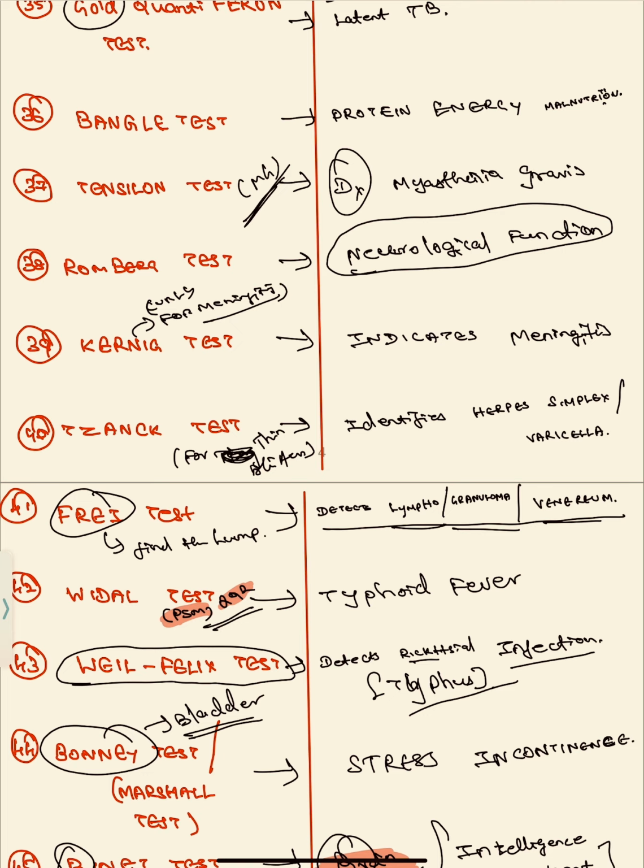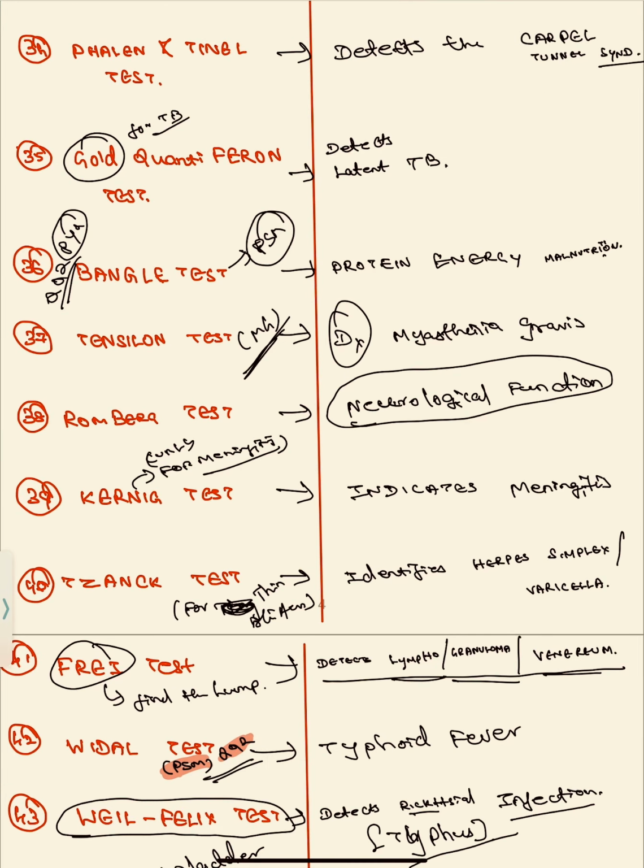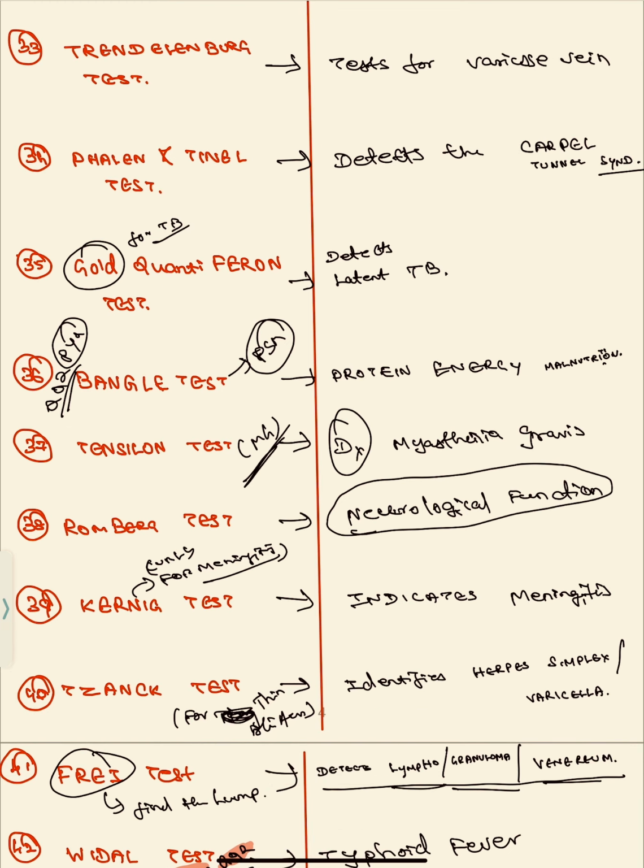Bangle test. Protein energy malnutrition. Whenever we take a bangle and put it on the children, sometimes it won't go, sometimes it will go till the shoulder level, so they will have protein energy deficiency. This bangle test is for PEM. Important, bacho. It's a PYQ also. Gold for TB. I already mentioned the QuantiFERON-Gold test. Gold for TB.